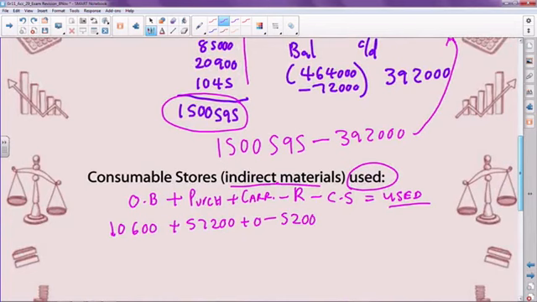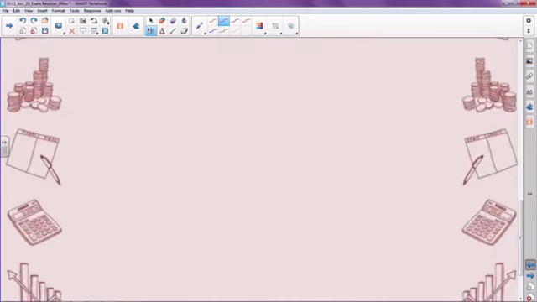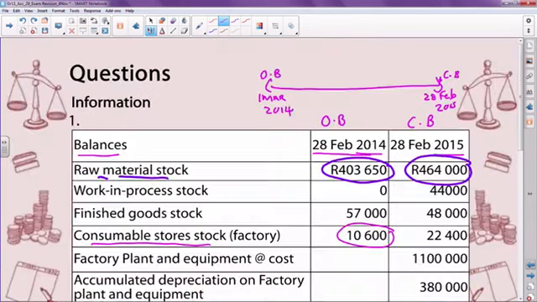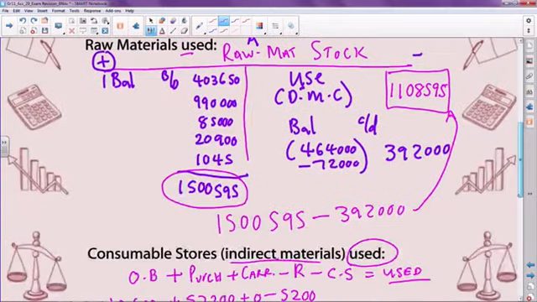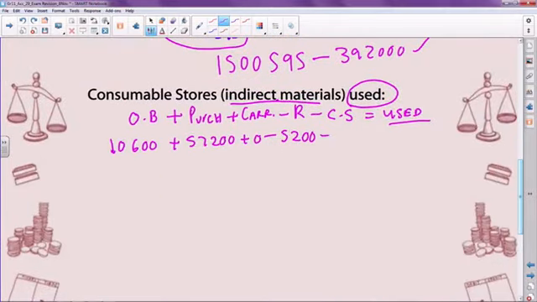And then finally, closing stock. Okay, what is my closing stock at the end of the year? So again, back to my information, right? Consumable stores, my closing balance, 22,400. Okay, so minus 22,400. Right, now you would have noticed I haven't gone through the additional information because remember earlier on, I read through the additional information.